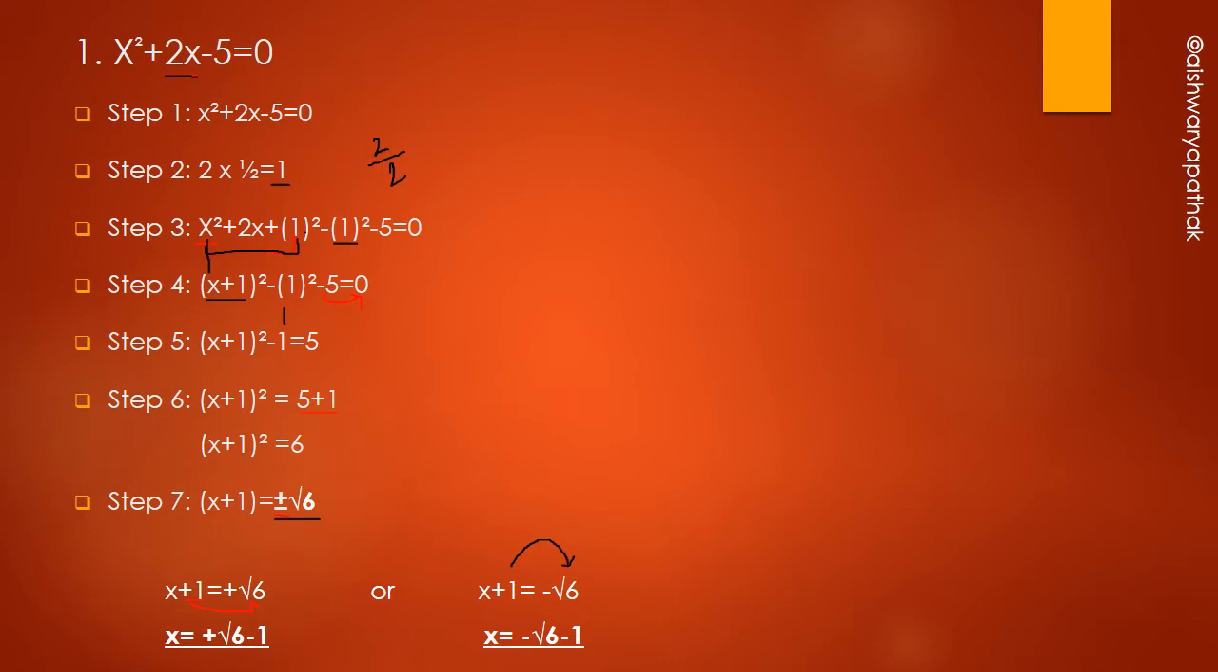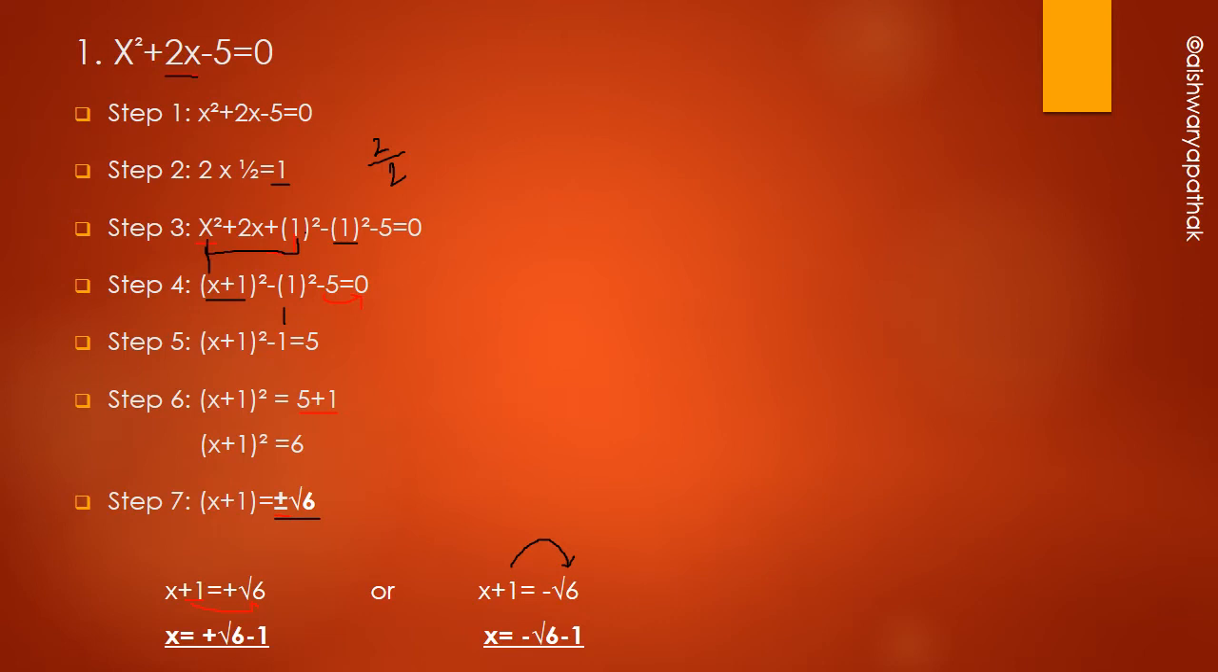Now in step 5, 1 square is what? It is 1 only, and minus 5 will go to the other side, it will become plus 5. In the same way in step 6, minus 1 will go to the other side, it will become plus 1. So 5 plus 1 is 6.